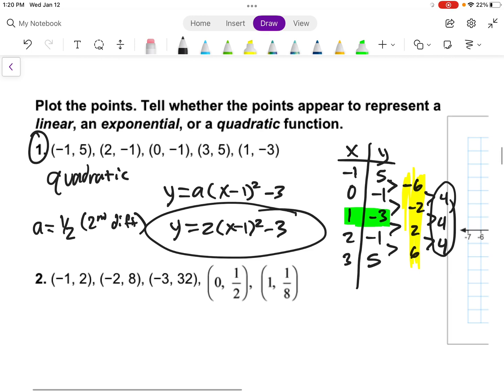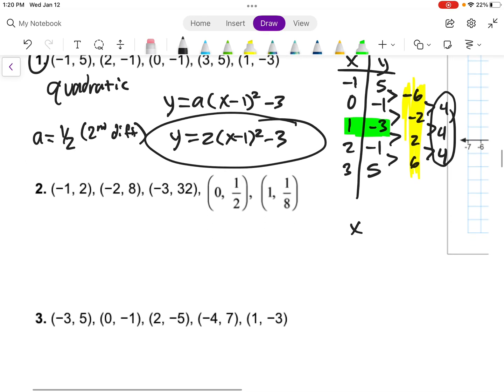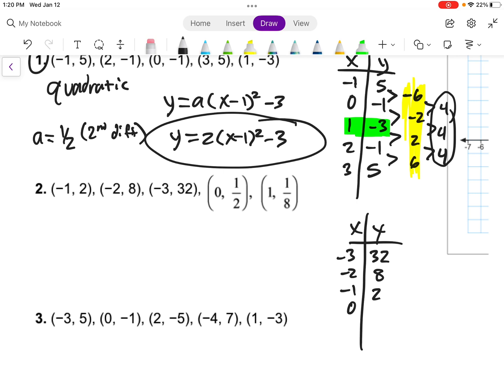Let's do the same thing. So we're going to make our table. I'm going to write them in sequential order. So I think -3 is the first number. It's 32. -2 is 8. -1 is 2. 0 is a half. And 1 is 1/8. All right, if I check the first difference, now that's going down by, what is that, 24? That's going down by 6.